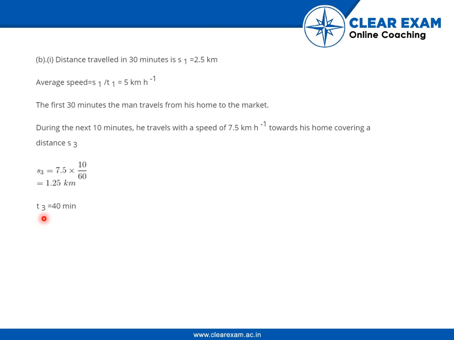and the next time, which is given in the question itself, is 40 minutes. The magnitude of average velocity would be 2.5 minus 1.25 divided by T3, which is equal to 1.875. So the average speed is 2.5 plus 1.25 divided by T3, which equals 5.625 km per hour.